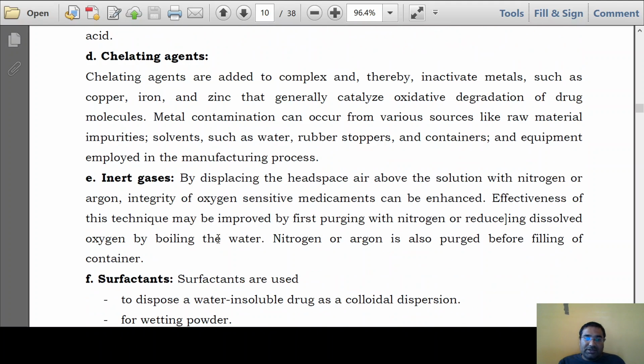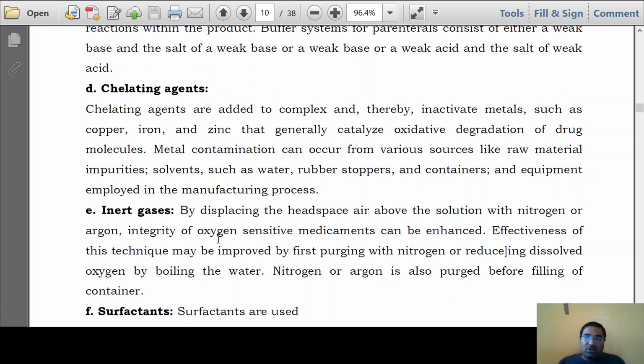Then chelating agents. Chelating agents are added to complex and thereby inactivate metals. So chelating agents basically react with the metals which are present in the parenteral product and form a complex. They inactivate metals like copper, iron and zinc, which generally catalyze oxidative degradation of the drug molecules. If these metal ions are chelated with your chelating agents, then they will not cause oxidative degradation of the drug molecules. That's why chelating agents are used.